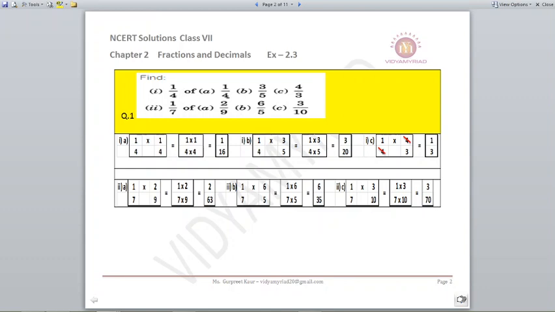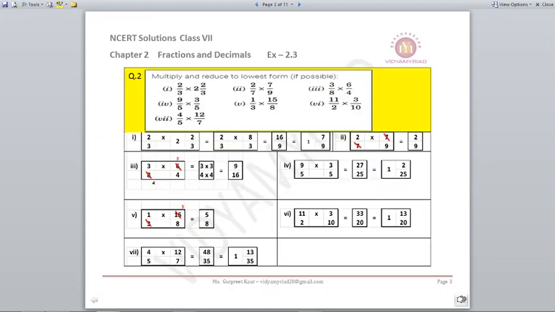Second part, 1 by 7 of means multiply, so multiply 2 by 9, so 1 into 2, 2, 7 into 9, 63. 1 by 7 into 6 by 5, so 1 into 6, 6, 7 into 5, 35. Next, 1 by 7 into 3 by 10, so 1 into 3, 3, 7 into 10 is 70. So here wherever it is possible for you to cancel it, if the numbers are divisible, you must try to do it into the lowest terms.